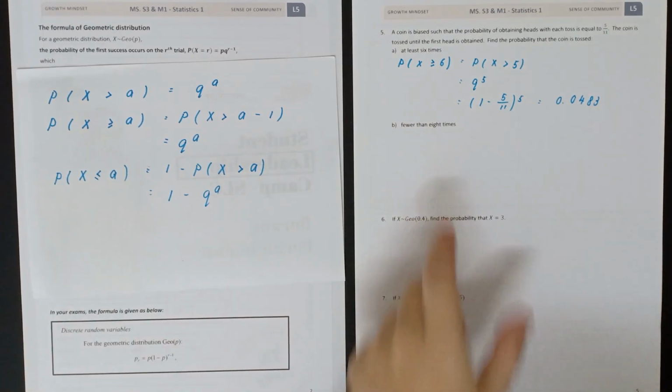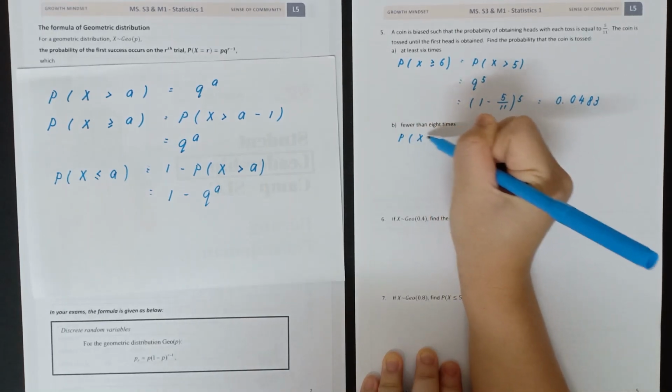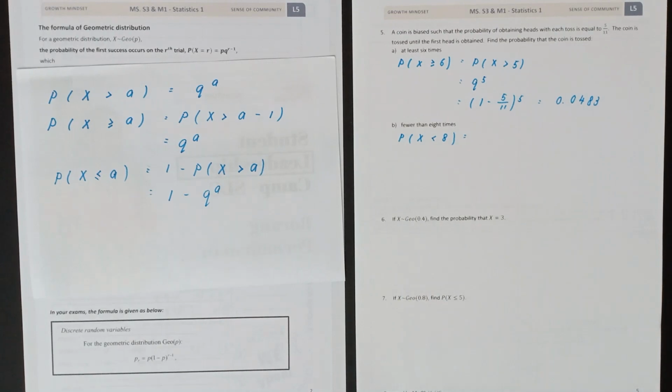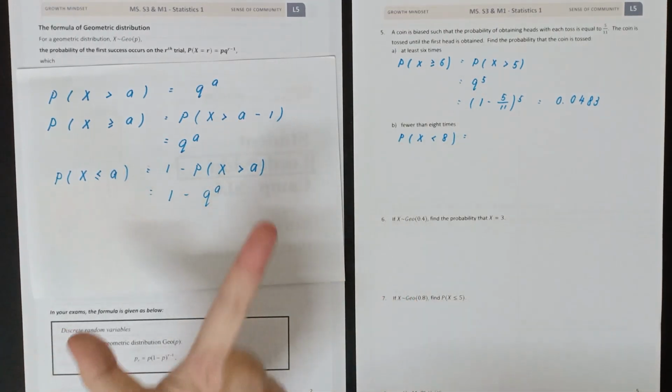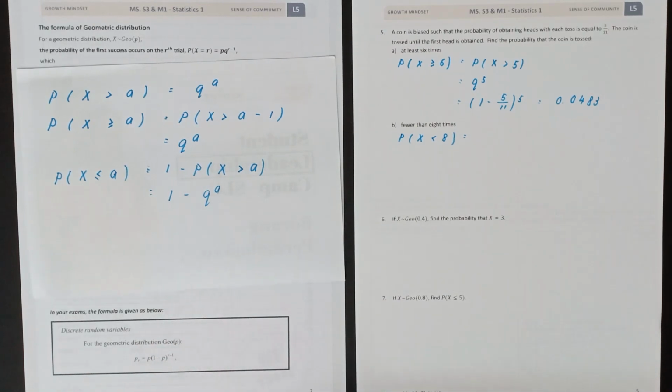Okay, so B, fewer than 8 times, meaning P(X smaller than 8). Same thing, if you want to do it, you can do 1, 2, 3, 4, 5, 6, 7, 8, but it will be very long. So we use another method to do that.